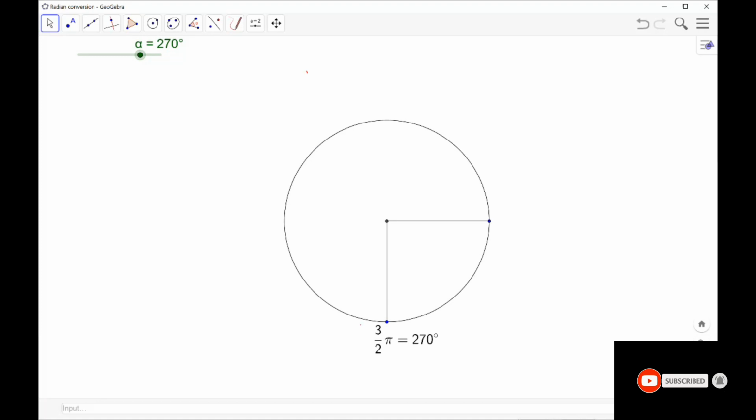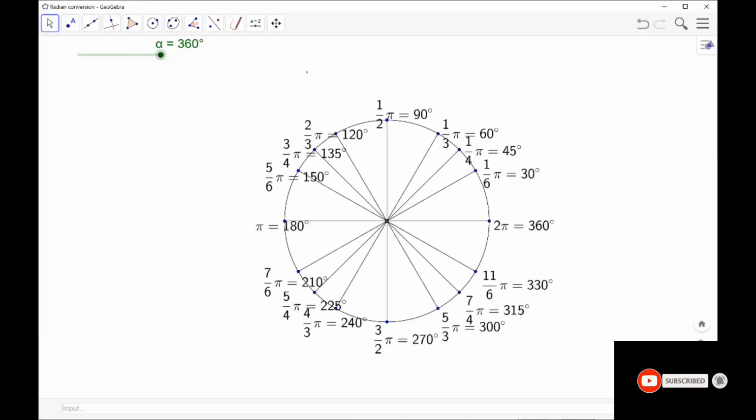Our 270-degree angle converts to 3 pi over 2. Our 300-degree angle converts to 5 pi over 3. Our 315-degree angle converts to 7 pi over 4. Our 330-degree angle converts to 11 pi over 6. And then we're back to the beginning, where we have 0 degrees, or that could be 360 degrees. So we have a full 360-degree revolution about this circle.